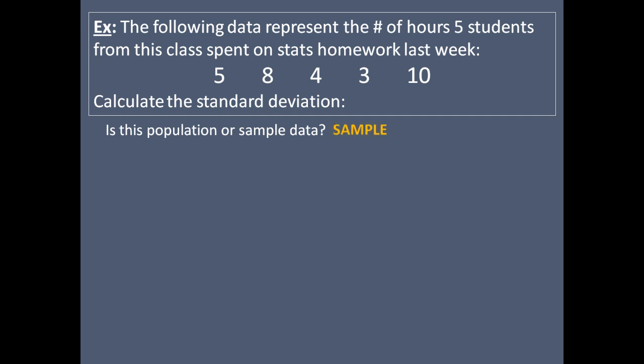So in this case, it is a sample. 5 students is not our entire class. It is simply a subset, a random sample from that population. So we will need to use our sample standard deviation formula.